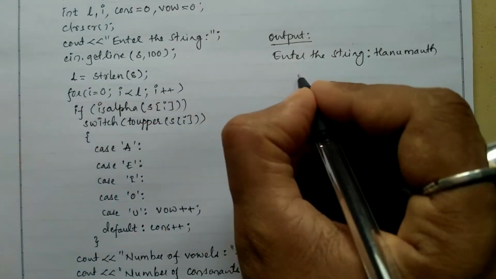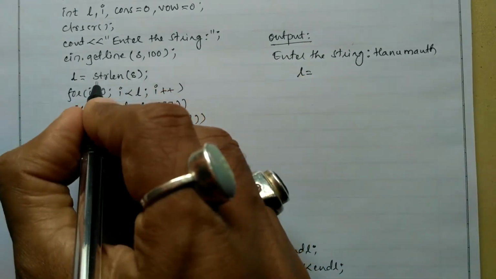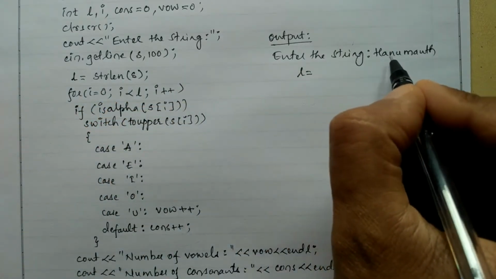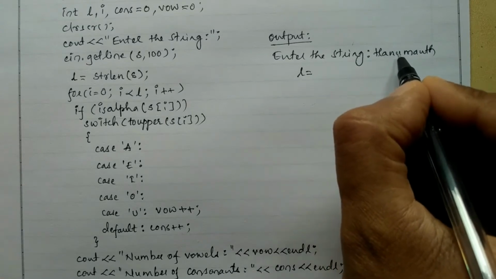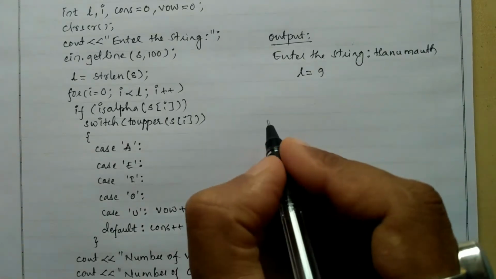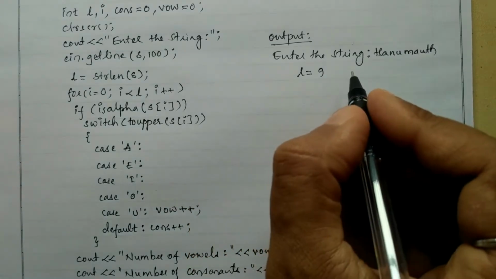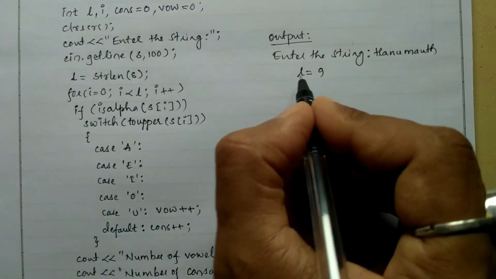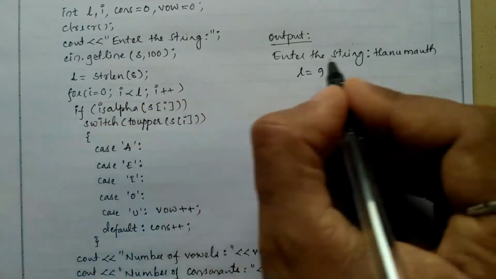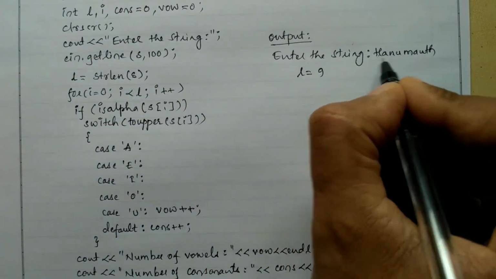Next, l. So we want to find the length. strlen is a function which is going to return the number of characters present in the entered string. 1, 2, 3, 4, 5, 6, 7, 8, 9. So we have got a total of 9 characters in the entered string. So 9 will be stored in the variable l of type integer. Now we are going to iterate through these characters, right?